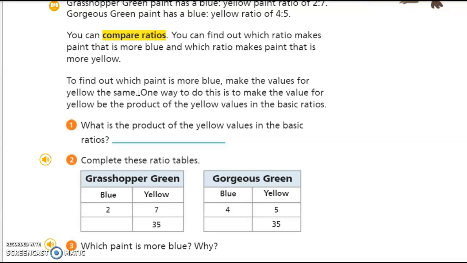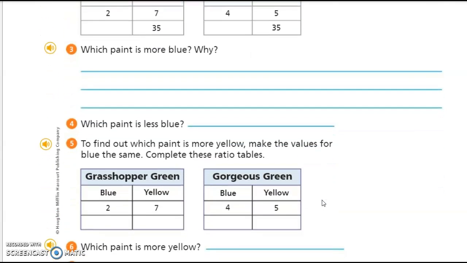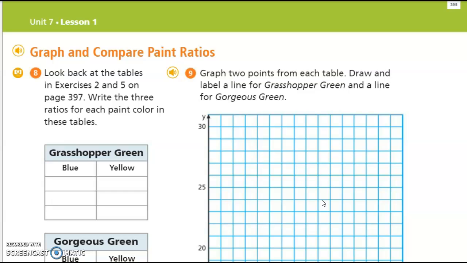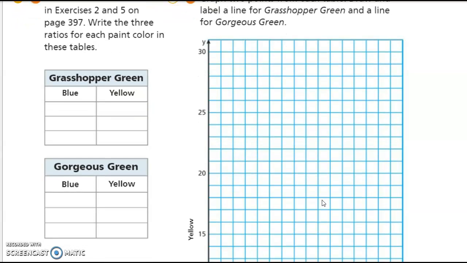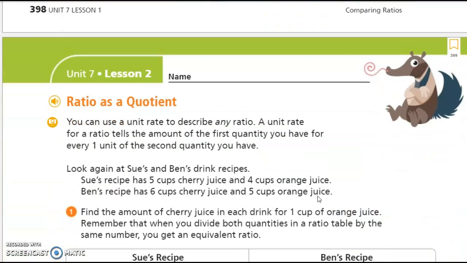So one way to do this is to make the values for yellow the product of the yellow values in the basic ratios. I'll go through this more and highlight some things, but I'm going into teaching and I promised myself I wouldn't do that. Then we're going to answer these questions, and I will put that onto my notes, onto screenshots of a notebook. You won't have to do this page because we're not going to compare our colors using a graphing strategy just yet.